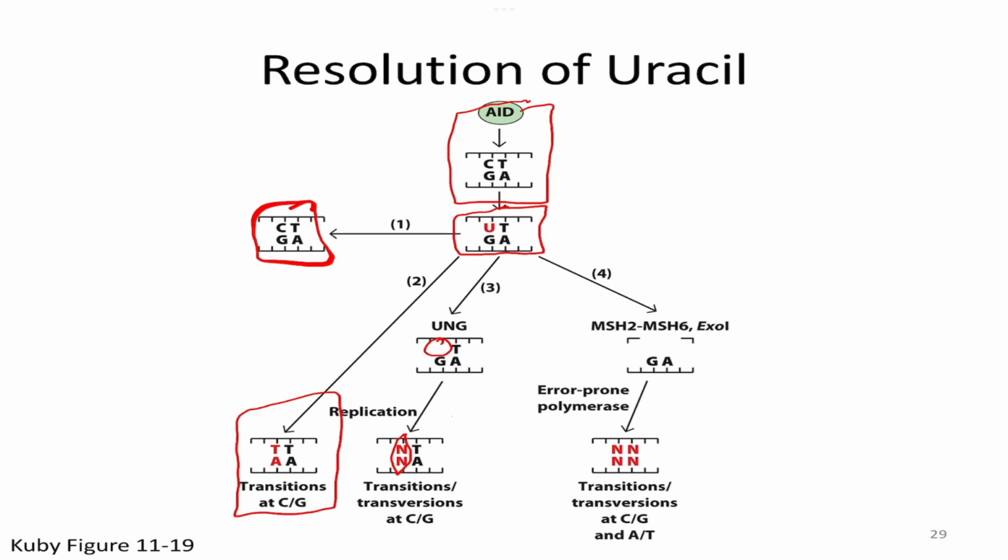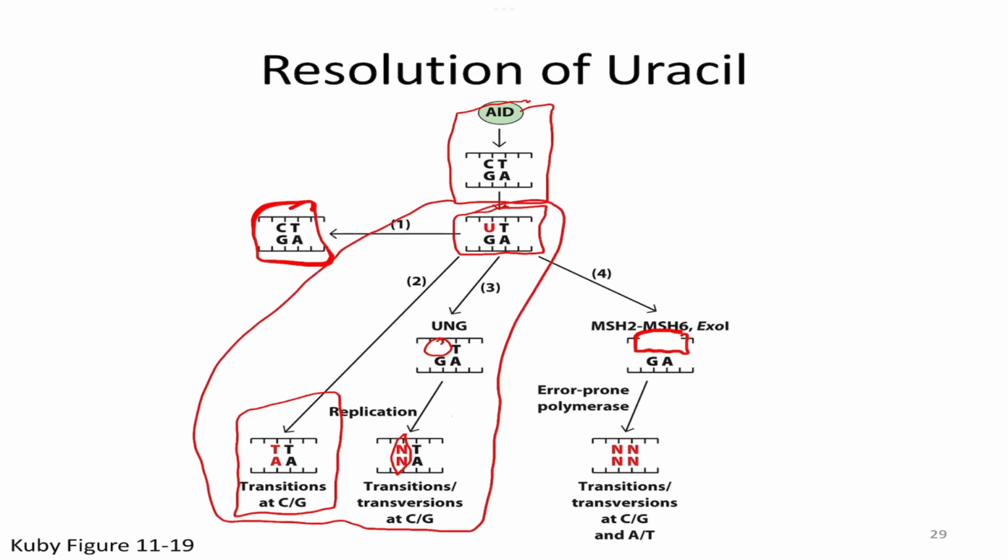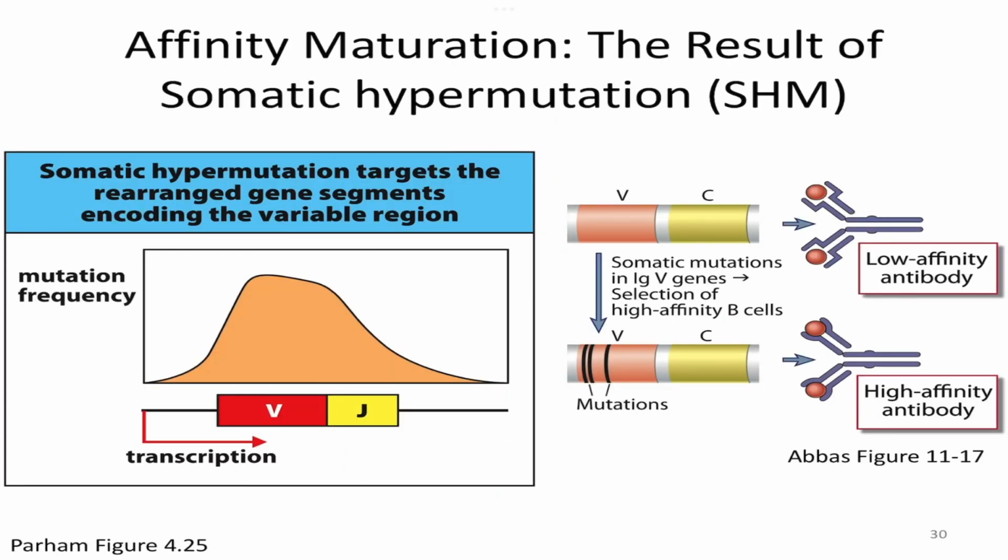If there were a more challenging situation here, for example, if we had multiple U's near each other, we might have to do a different type of repair. But if we look at the issues shown here on the left, we can see a bunch of ways that AID can lead to point mutations. So different C's in the DNA can get changed to other things. This is affinity maturation or somatic hypermutation.